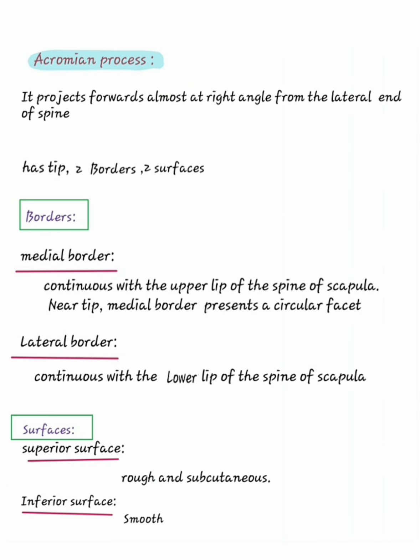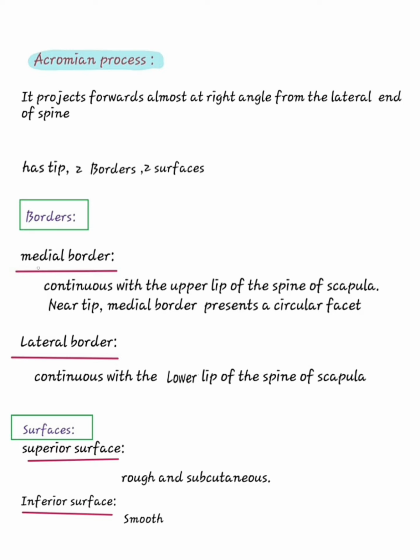Now let's see acromion process. It projects forwards almost at right angle from the lateral end of the spine. It has tip, two borders, two surfaces. Borders: medial border, lateral border.